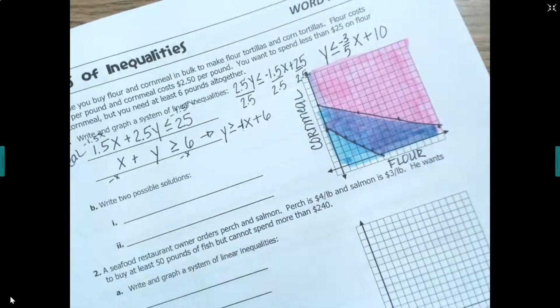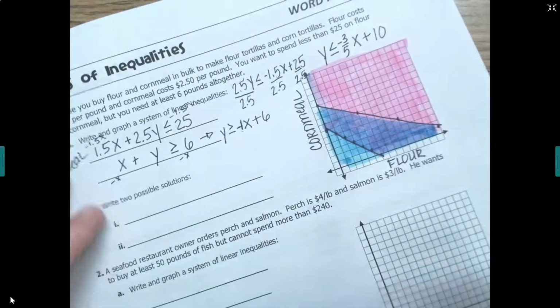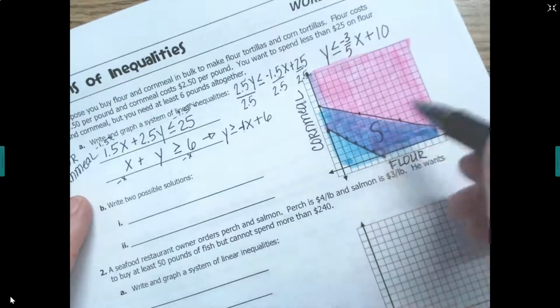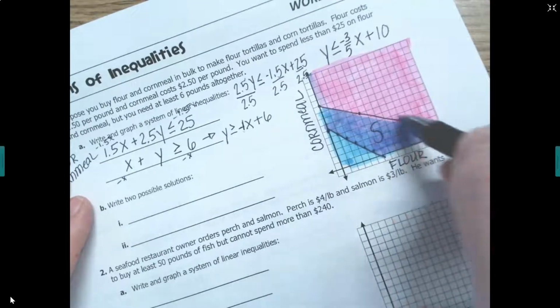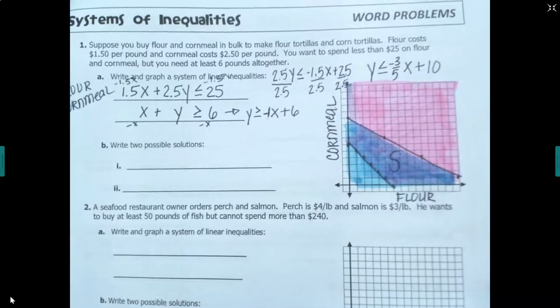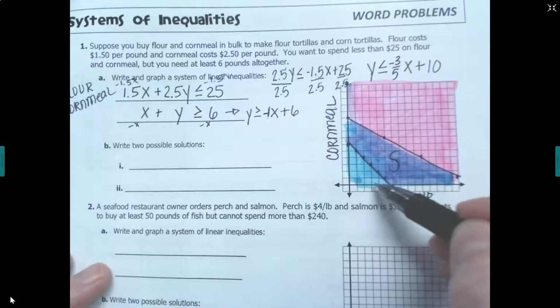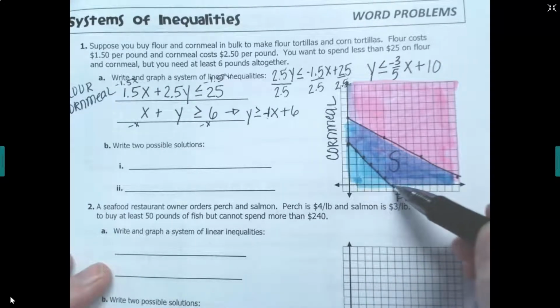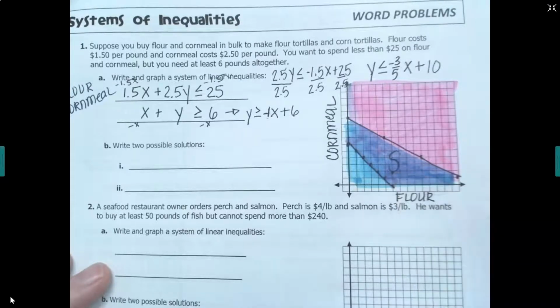All right. So the purple area, this is what will work for us. Any combination of flour and cornmeal in the purple area will answer the question. So that's what we're asking in part B. What are a couple possible solutions? So I don't know, let's see. 1, 2, 3, 4, 5, 6 pounds of flour and 2 pounds of cornmeal would work. That's right there in the purple.